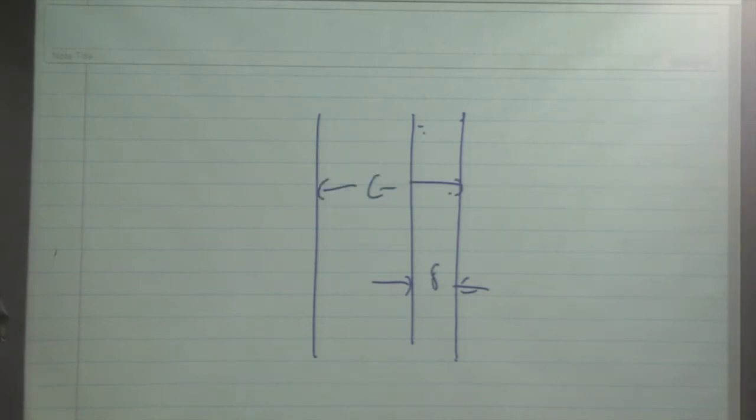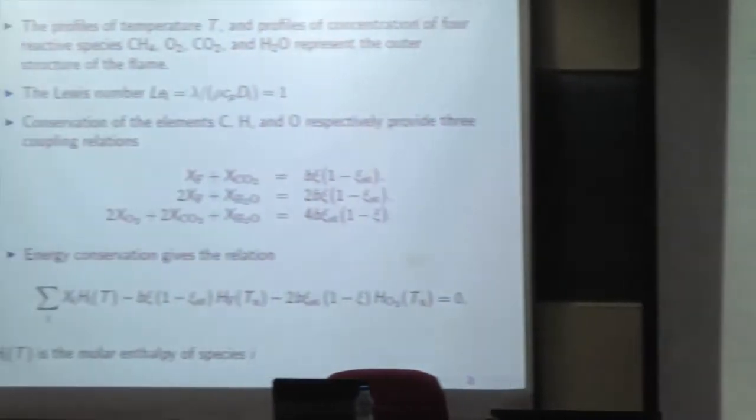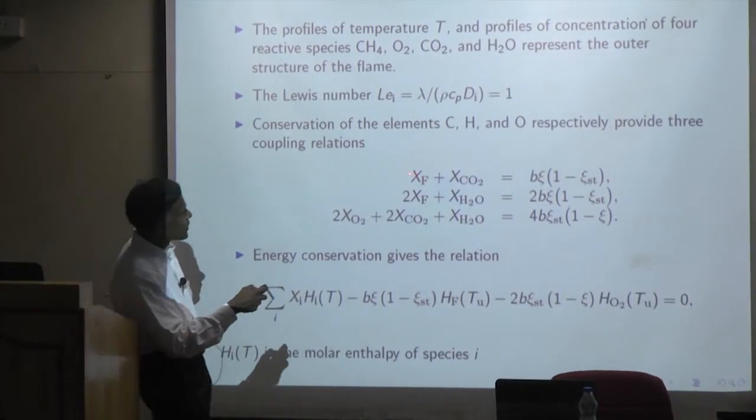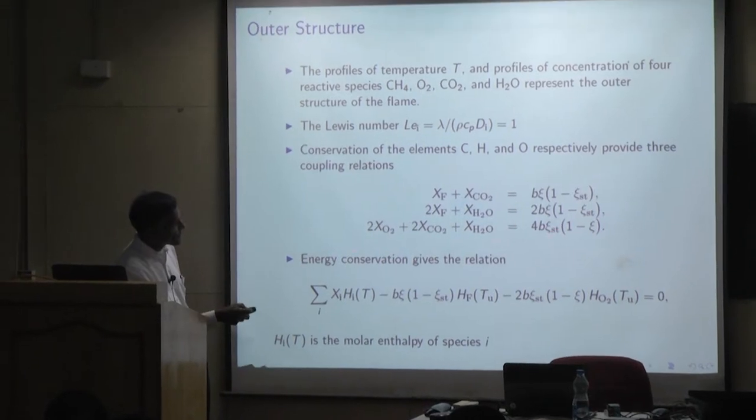If you look at the reaction zone, again, as I talked about yesterday, it's made up of two layers. There's a thin fuel consumption layer, which is of order delta, and there's an oxidation layer, which is of order epsilon. So that's the overall structure, right? And as I just mentioned, in the outer structure only the fuel, the carbon dioxide, and H2O appear.